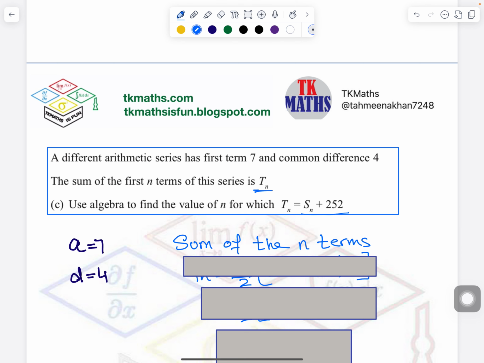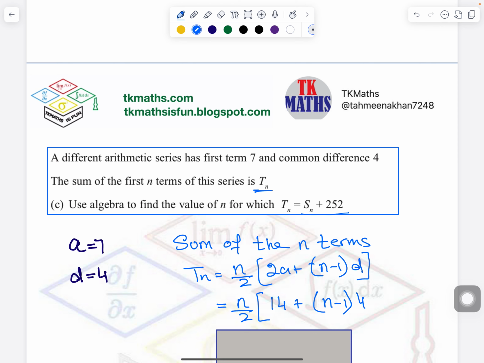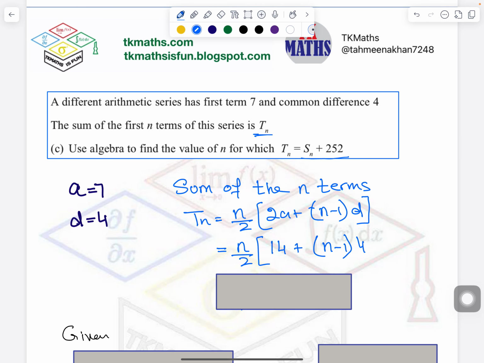So let's see here. First of all, we will find out what is Tn, the sum of the n terms in this series. So you know the formula for the sum of the terms of an arithmetic progression is n over 2 times (2a plus (n minus 1)d). a you know is 7 and d is 4. So I will substitute these values to get the sum of the terms formula here. So I got it. This is a simplified version.